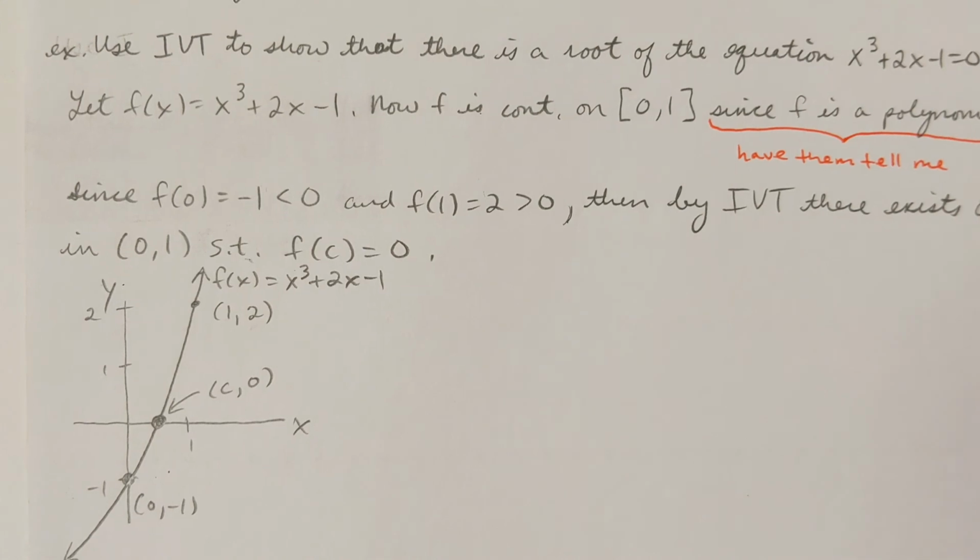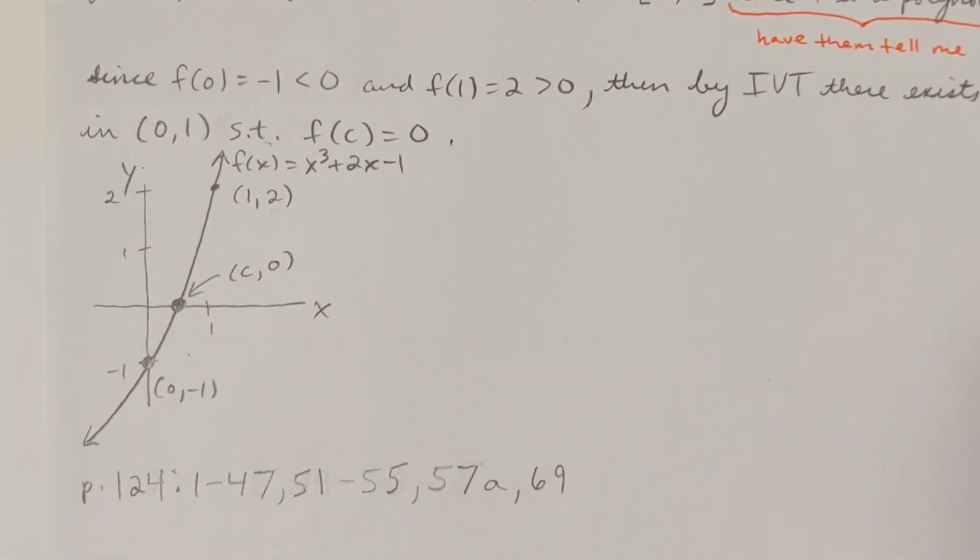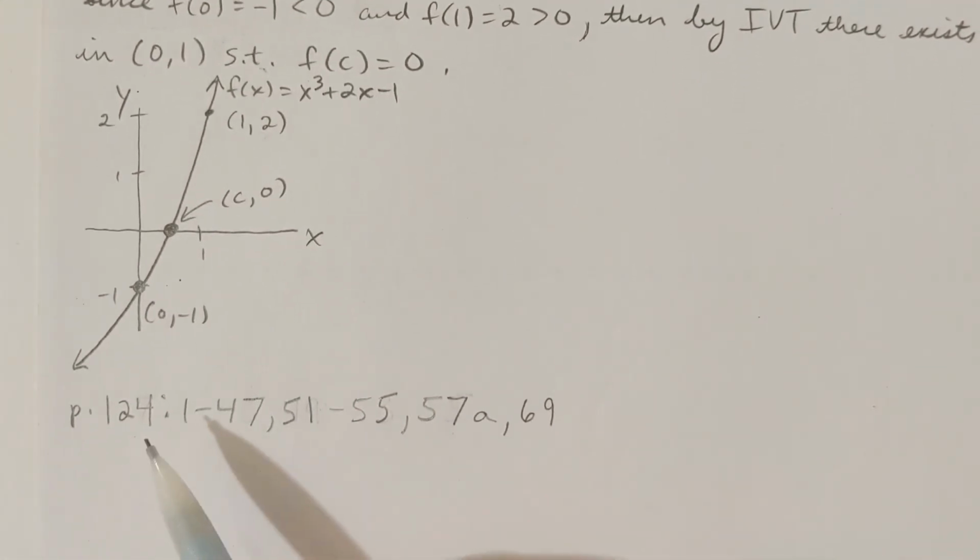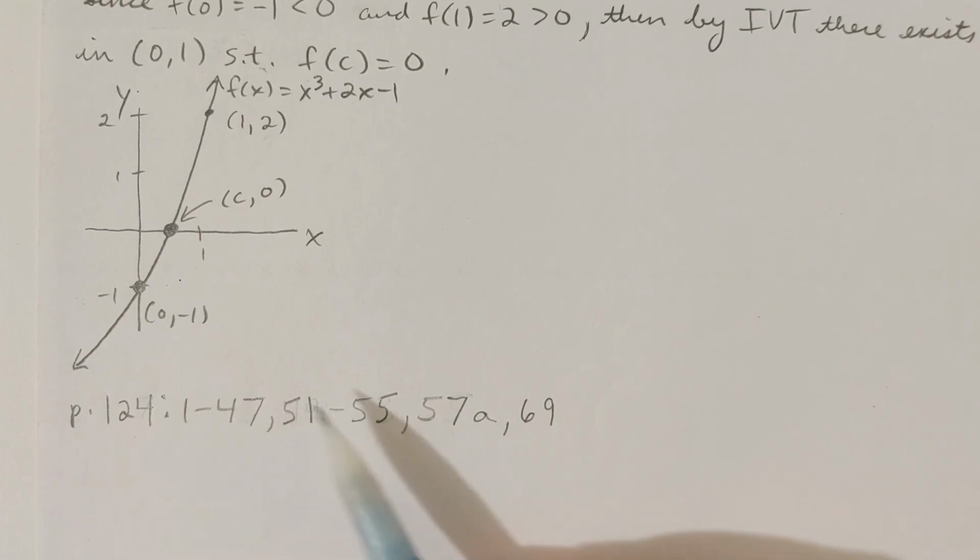But at this point, I'm done with section 2.5. Here are the problems that I'd like you to look at on page 124. Be sure that you've looked at the odd numbered problems there for me.